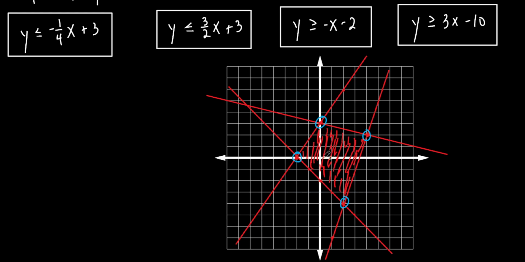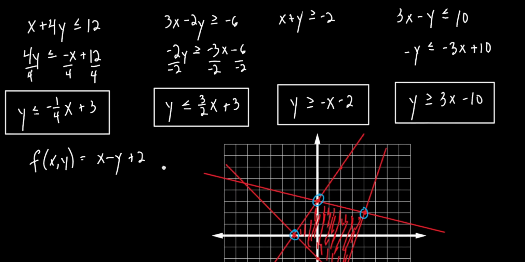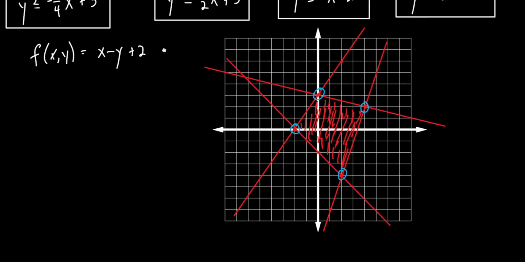All right, so let's write the function down again because it's off screen. Is it x minus y plus 2? Is that what it was? Yep.